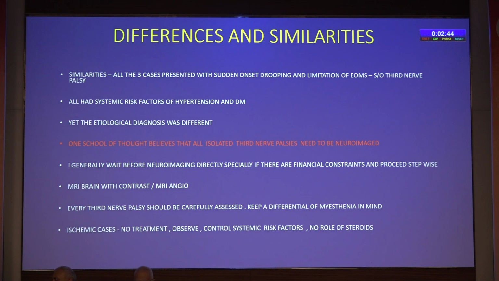So what were the differences and similarities? The similarities in all the three cases were that they presented with sudden onset drooping and limitation of EOMs, all suggestive of a third nerve palsy. All had risk factors like hypertension and diabetes, and yet the etiological diagnosis was different.